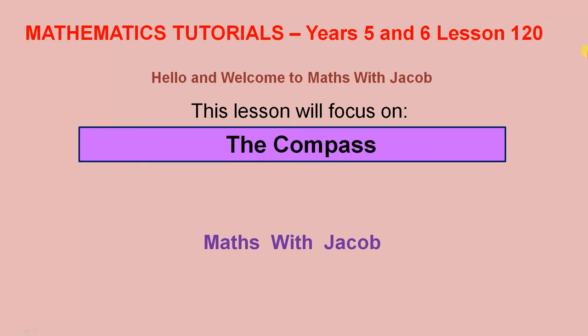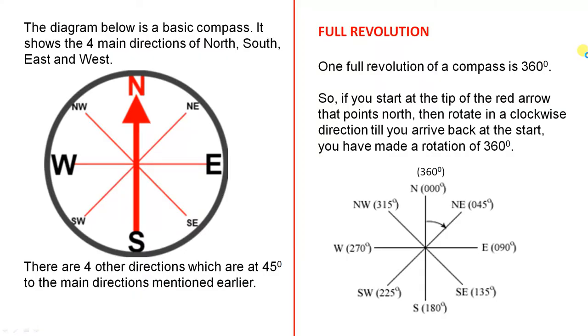This lesson will focus on the compass. The diagram below is a basic compass. It shows the four main directions of north, south, east and west. There are four other directions which are at 45 degrees to the main directions mentioned earlier. And here they are. It's northeast, southeast, southwest and northwest.